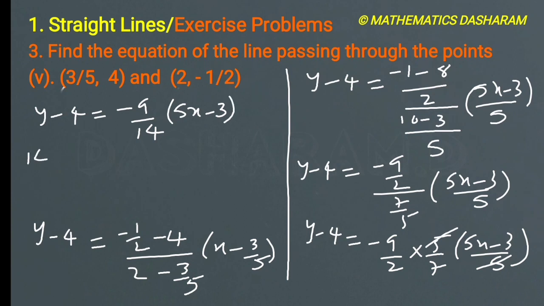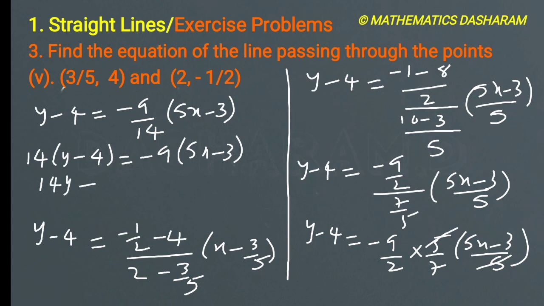Next, 14 transpose to left side, 14 bracket of y minus 4 equals minus 9 bracket of 5x minus 3. 14 into y is 14y minus 14 into 4, 4 4s are 16, 1, 56. Minus 9 into 5 is minus 45x, minus into minus plus, 9 3s are 27.